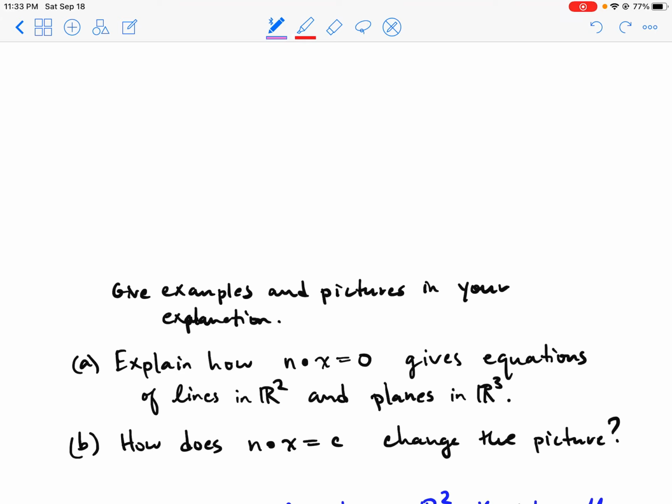For part A, explain how this equation is the equation of lines in the plane R2 and also of planes inside of R3 space. You'll note that there's a 0 here, and so you'll have to explain what that means and give some examples of this. And then part B, if we have something like this, you should give explicit examples and draw some pictures, and specifically explain what happens for c a positive real number or a negative real number.